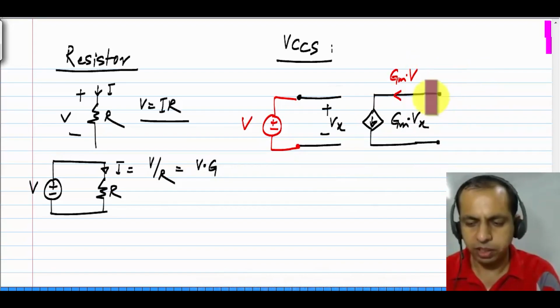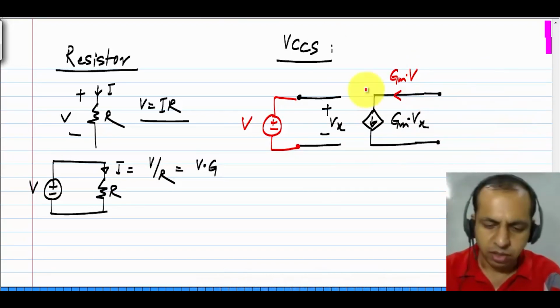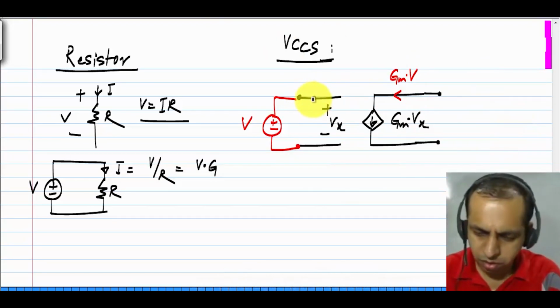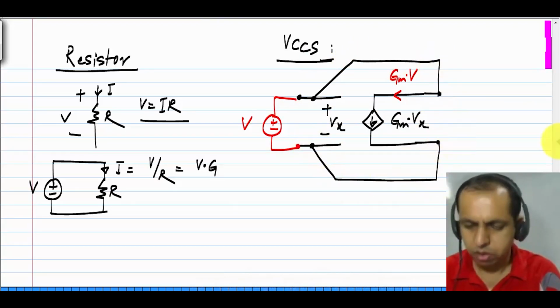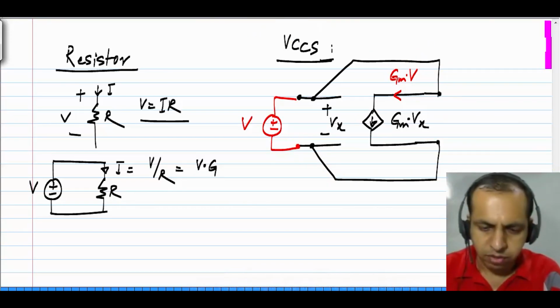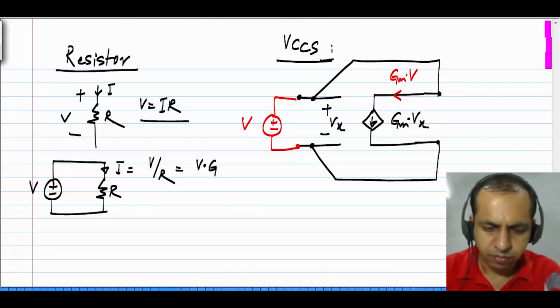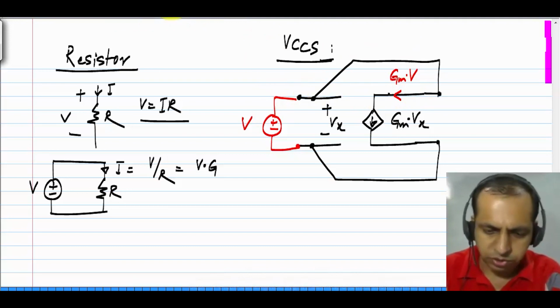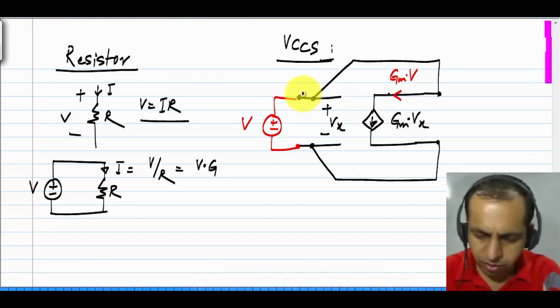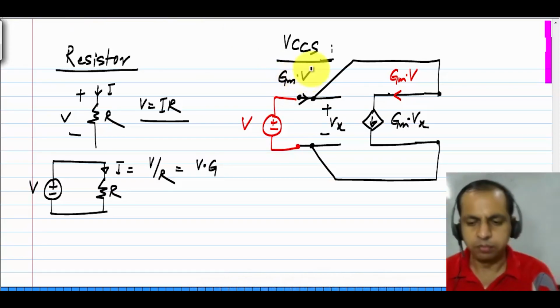This Gm times V, I could have connected this to any circuit. Now I will choose to connect it back to my circuit. So what happens? This Gm times V will flow here and it will actually flow from this voltage source. So the current flowing out of the voltage source is Gm times V.